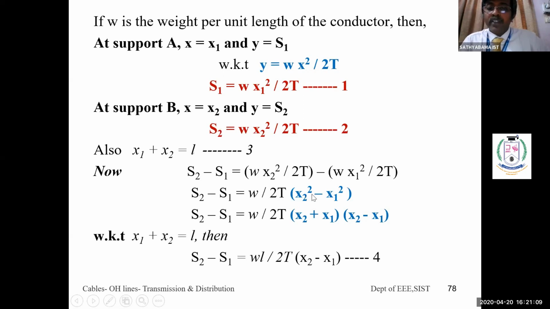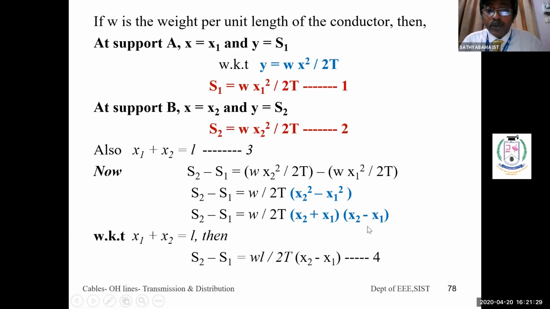While solving this, you will get X2 square minus X1 square. It is in the form of A square minus B square. I think you know it, you are familiar with it from mathematics. A square minus B square is A plus B into A minus B. See the third equation: S2 minus S1 is equal to W divided by 2T, X2 plus X1 into X2 minus X1.